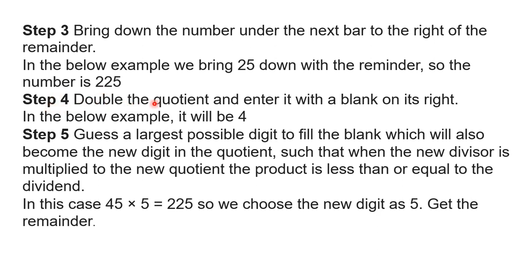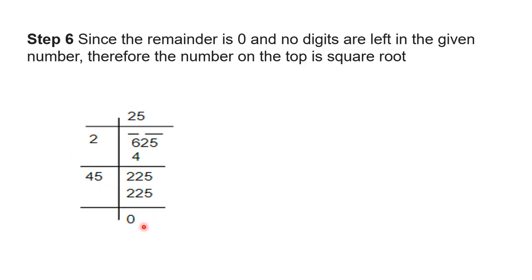The next step, we double the quotient and enter it with a blank on its right. In the below example, it will be 4. Then step number 5, guess the largest possible digit to fill the blank, which will also become the new digit in the quotient, such that when the new divisor is multiplied by the new quotient digit, the product is less than or equal to the dividend. In this case, 45 into 5 is 225. So we choose the new digit as 5 and get the remainder. See, this is the example. Since the remainder is 0 and no digits are left in the given number, therefore the number on the top is the square root. Let's recall what we have done by these 6 steps.